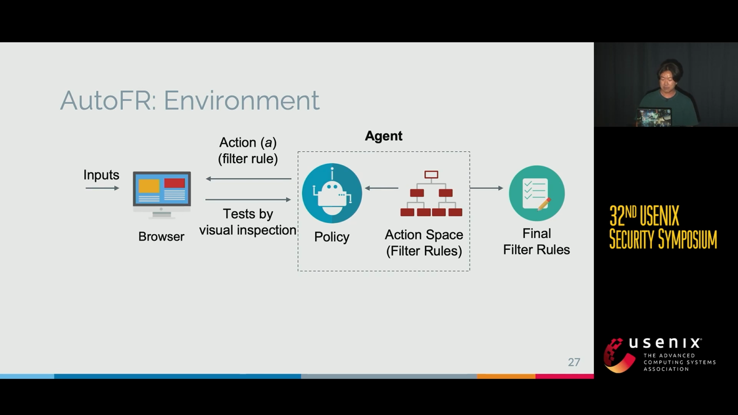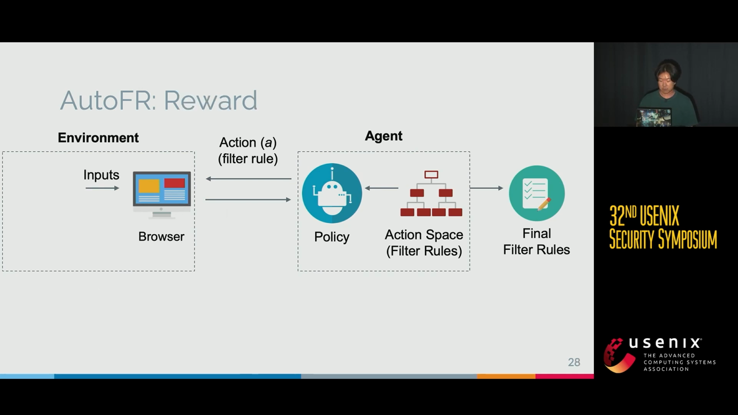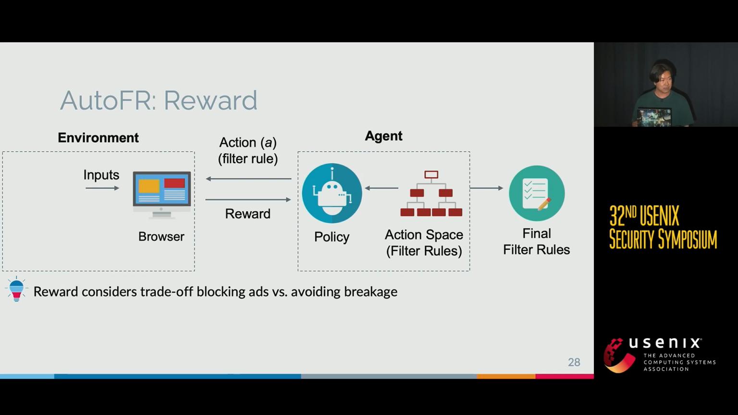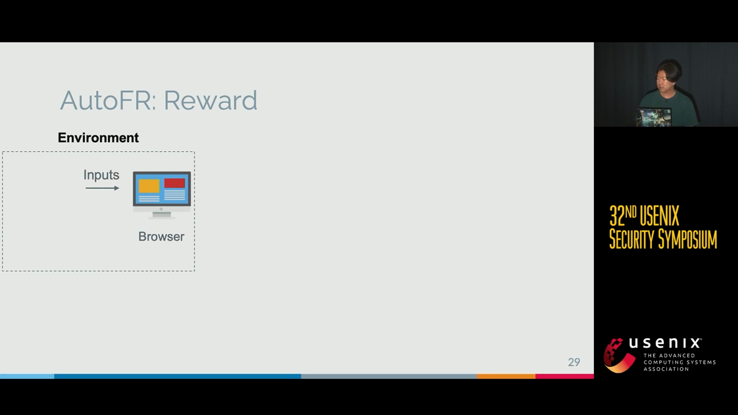Next, when a filter rule is applied to the site, we consider this our environment. And we can now replace the manual visual inspection with a reward. This is a number that measures the effectiveness of how a filter rule blocks ads versus avoiding breakage. And this number allows us to consider this trade-off automatically. Let me show you how we can do this.